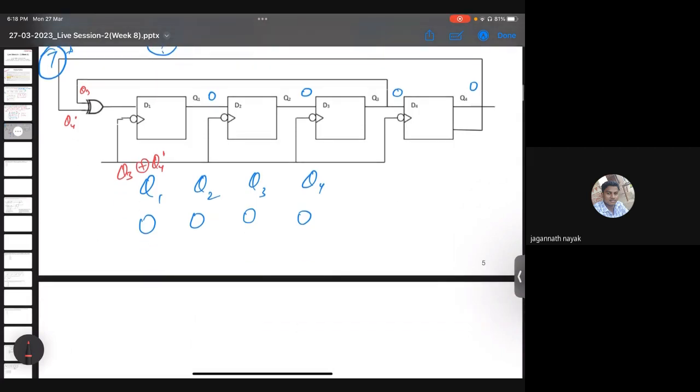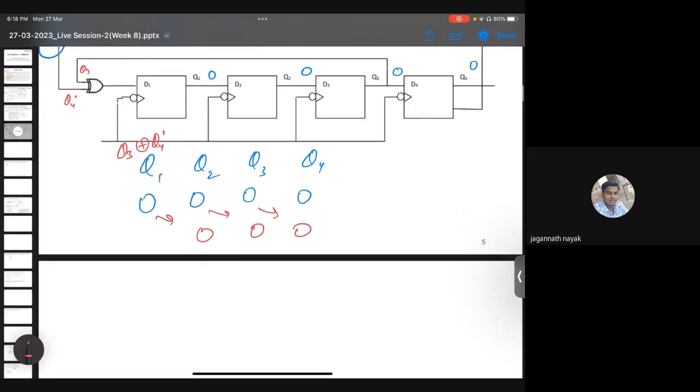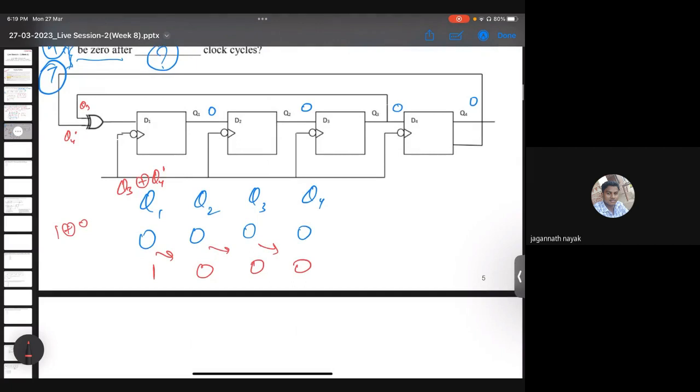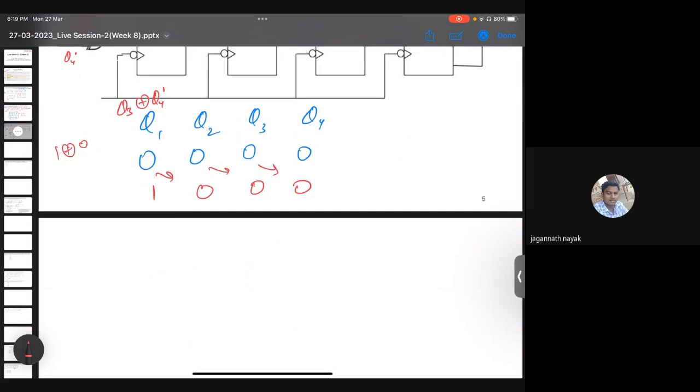So let me try to make this as 0, 0, 0. And the last bit will be, now the Q1 will be changed to Q4 bar, which is 1, and it is getting XORed with Q3, which is 0. So it will get 1. I hope this step is fine. Is it fine? Yes, sir. Okay, fine. So now I'm just shifting these three bits. So it will be 1 0 0, and the last bit will be Q3 XOR Q4 bar. So I'm writing 1, which is Q4 bar, and Q3 is 0. So it will again be 1.